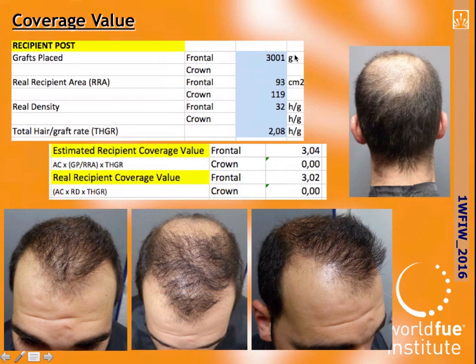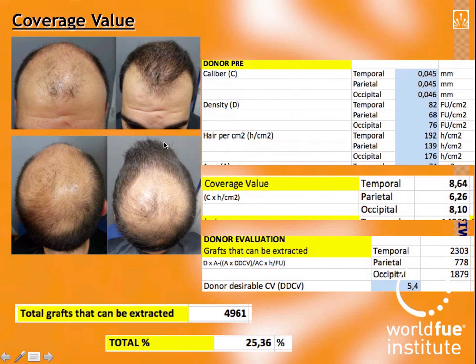We did a 3,000 grafts procedure at 2.08 hairs per graft for his 93 square centimeters of the frontal area, knowing that our coverage value was going to be 3, far away from the 5.4 needed. And here you have what, with good survival, a 3 coverage value means. After 9 months, we did the second procedure.